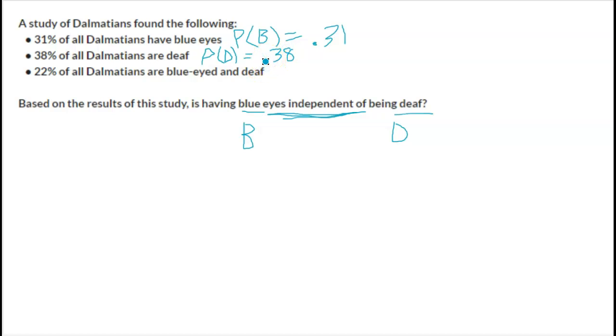And then finally, let's see what fact they gave us to check against. 22% of all Dalmatians are blue-eyed and deaf. Blue-eyed and deaf. Oh, that's B intersect D. That's what blue-eyed and deaf are. Blue-eyed and deaf, they're both. And the probability of that is 0.22.